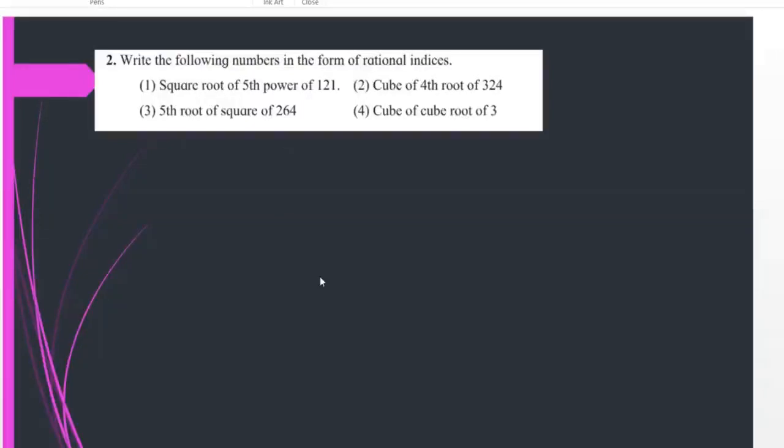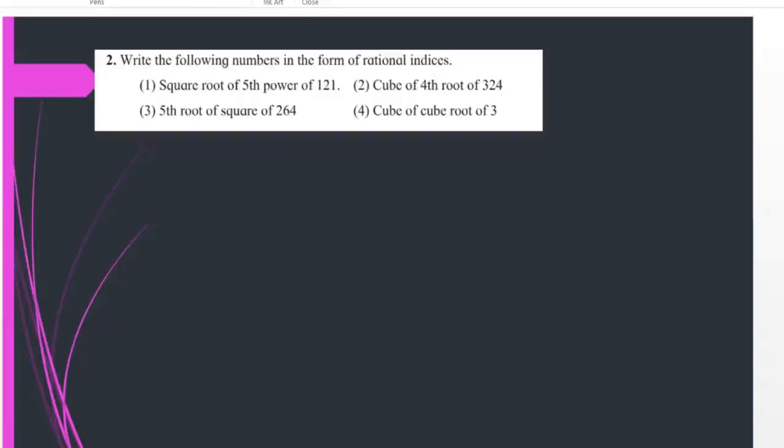So what about the next one? What are they asking? Write the following number in the radical indices. So radical indices is nothing but writing the following number in the form of radical indices. Radical indices, it is nothing but you want to write it in the form of numbers.